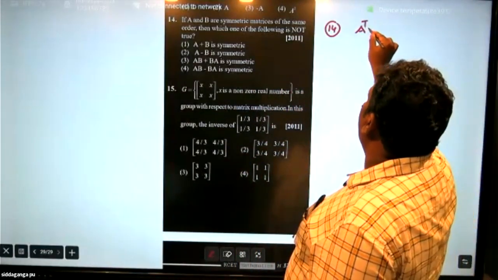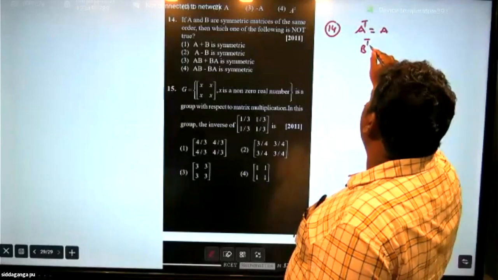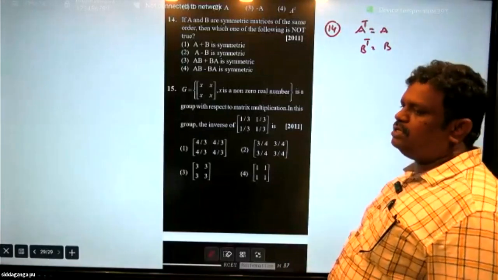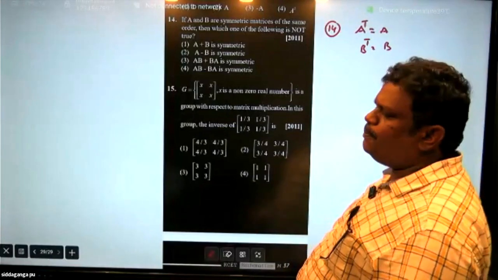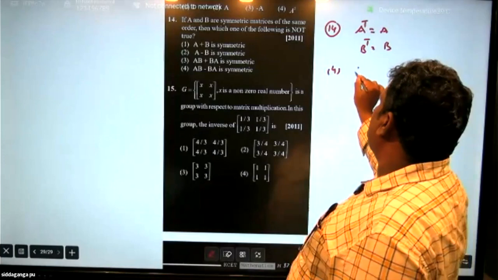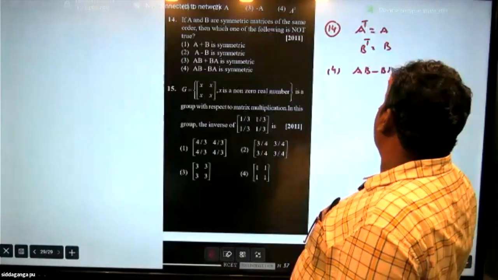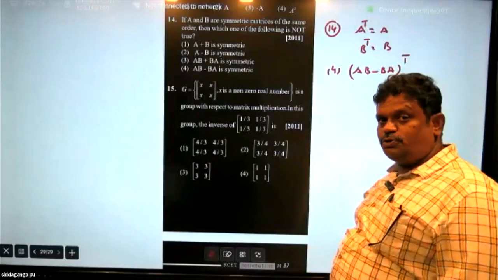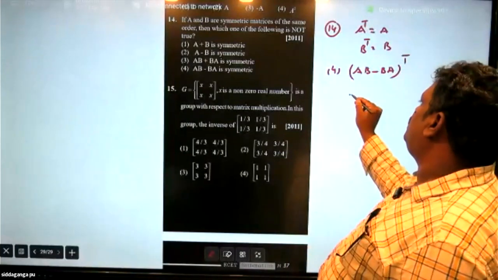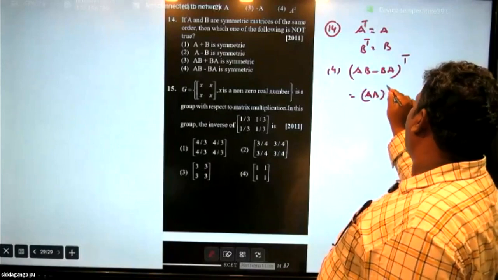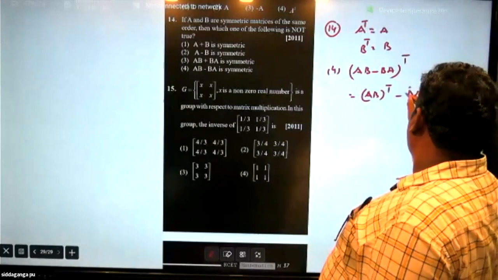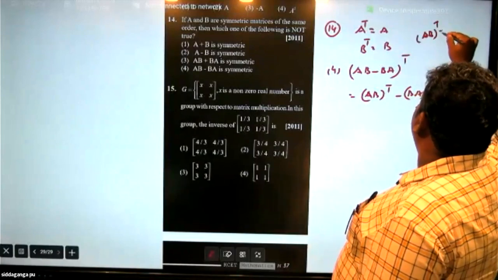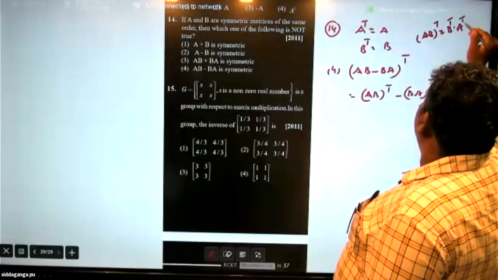A symmetric means what? A transpose is equal to A. B symmetric means B transpose is equal to B. Now which one is not true? They have given the opposite case. So now I can choose the fourth option, AB minus BA. Whenever this is given, we can apply the transpose. Yesterday I told the transpose properties. A minus B whole transpose is equal to A transpose minus B transpose. Here a product is given, meaning two terms. Another property: AB whole transpose can be written as B transpose into A transpose.